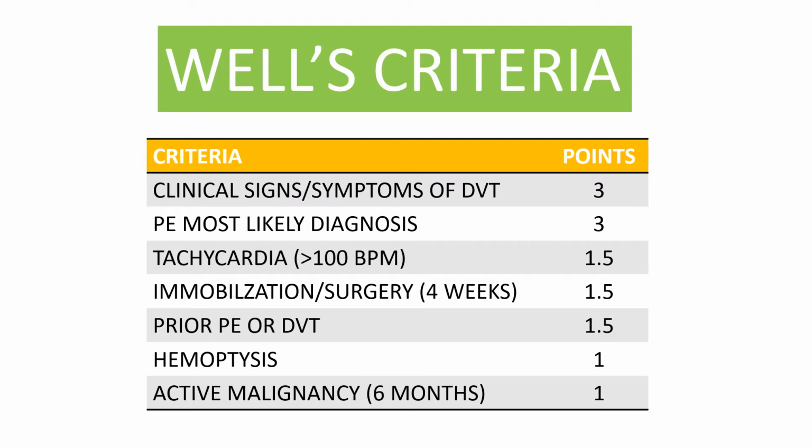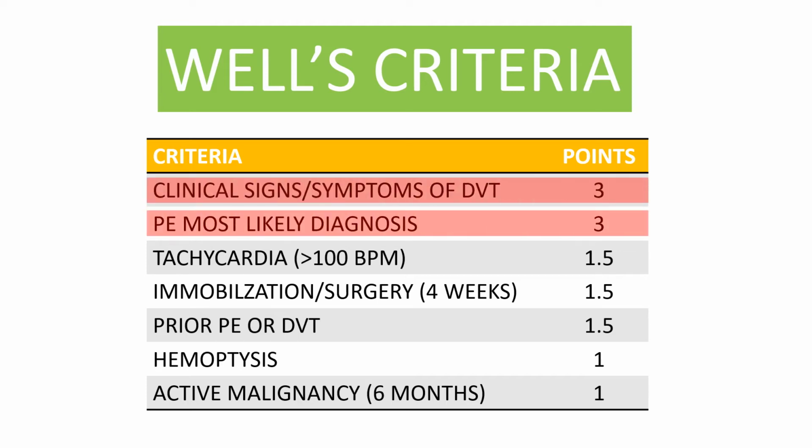One clear limitation of the Wells criteria is that the first two criteria that are highlighted are both very subjective and also carry the highest scores, and this can be a source of variation in scores between observers.